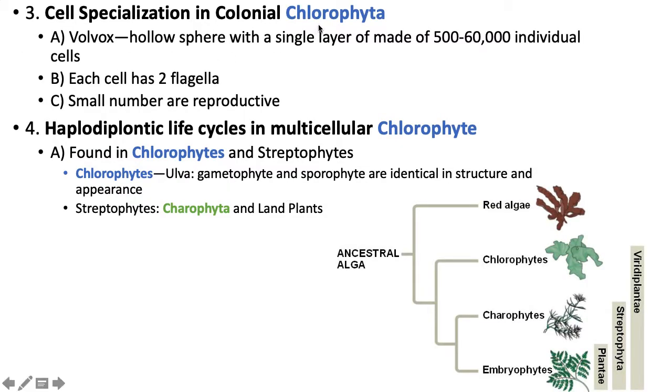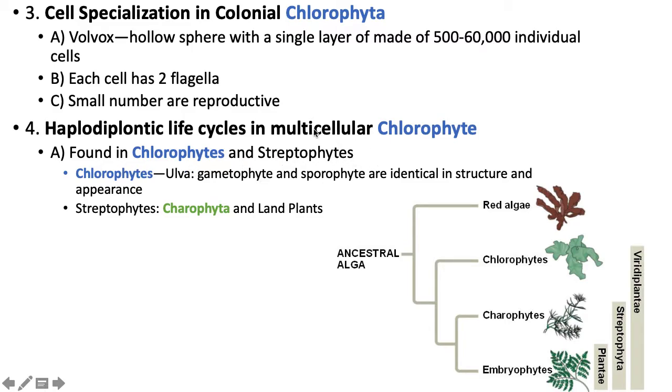So going back to the chlorophyta, cell specialization shows up in colonial chlorophyta. One example of that is the volvox. Volvoxes are basically this hollow sphere with a single layer of cells made up of either 500 to 60,000 individual cells. And each cell has two flagella, and a small number of them are reproductive, and that's where that specialization comes in. Not all of them reproduce, only a small number in that hollow sphere are responsible for reproduction.